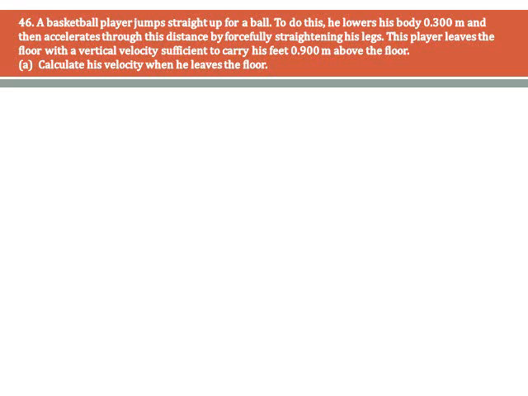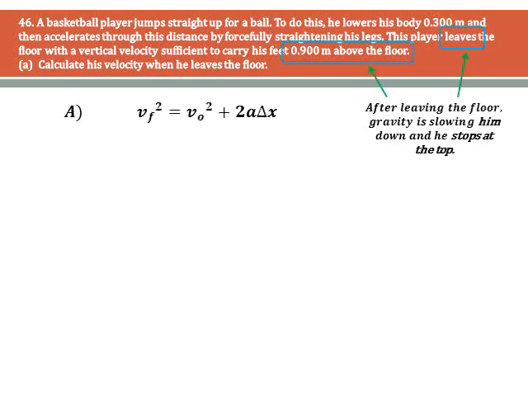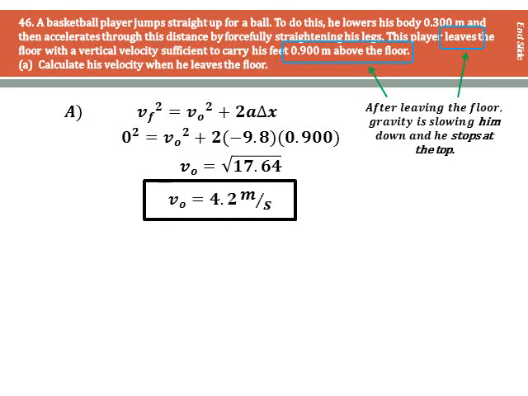So when he leaves the floor, he's going to move upward. After leaving the floor, gravity is going to be slowing him down. He's going to be moving upward until he stops at the very top, which is 0.9 meters above where he started. So if his initial velocity is what we're looking for, then his final velocity is going to be 0, and the acceleration as he's moving through the air, gravity is pulling him and slowing him down, so it's negative 9.8, and then he's going to be moving upward 0.9 meters. Alright, so crank this out and you get the initial velocity is going to be the square root of 17.64, and that gives an initial velocity of 4.2 meters per second.